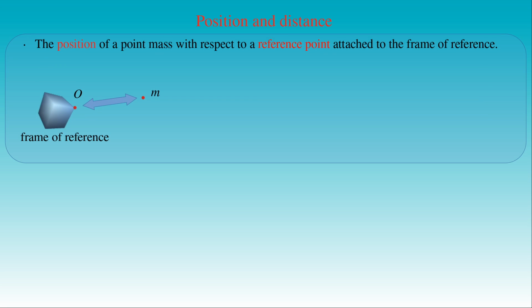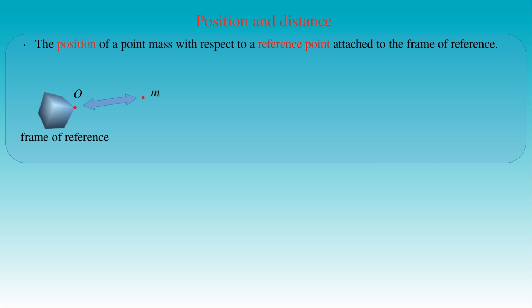After introducing the concepts of scalars and vectors, let us discuss the description of the motion of bodies in terms of these quantities. We will start with the position of the bodies in space and the distance covered by them during the motion. The position of a point-like body or a point mass in space is always determined with respect to some reference point, which is attached to the frame of reference. Here the cube represents the frame of reference and one of its corners is chosen as the reference point O. The position of the point mass M is then given relative to this point.